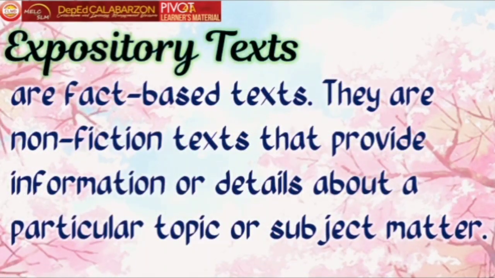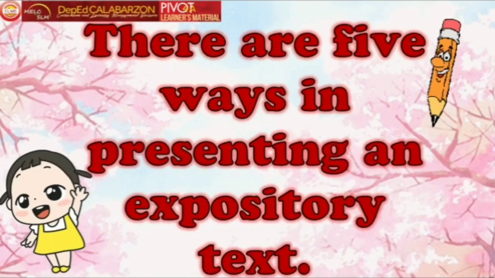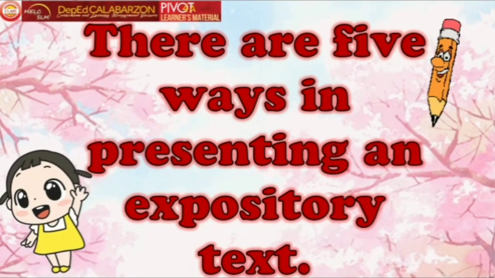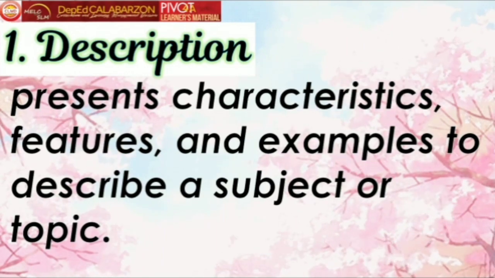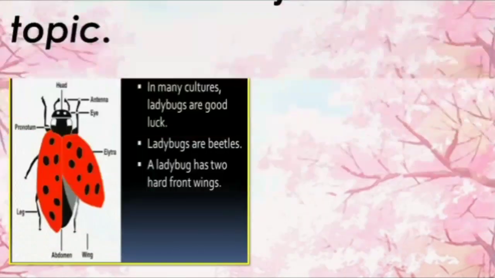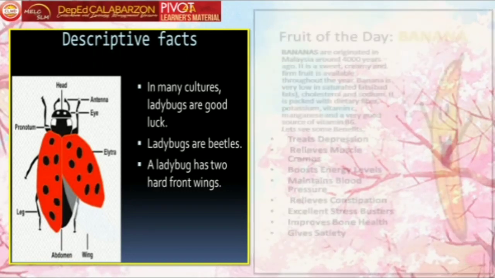Expository texts are fact-based texts. They are non-fiction texts that provide information or details about a particular topic or subject matter. There are 5 ways in presenting an expository text. The first one is description. This presents characteristics, features, and examples to describe a subject or topic. Example, we have here the descriptive facts about the ladybug and banana.